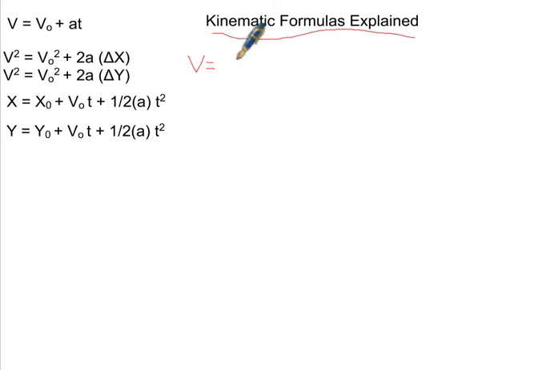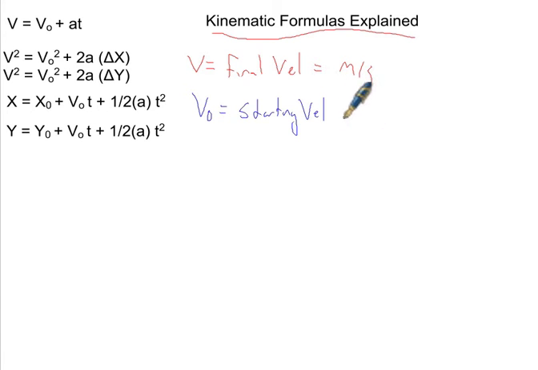If you see a letter by itself, that means it's its final velocity. That's measured in meters per second. So how fast is it going at the end of when you're observing it? If you see a velocity with a 0 underneath, well, that's its starting velocity, or velocity at time 0 is the way to think about it, when you started observing it.